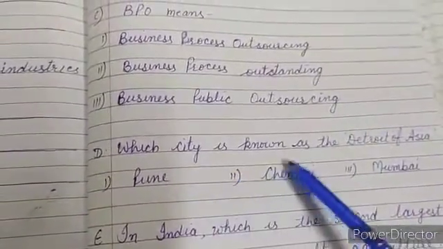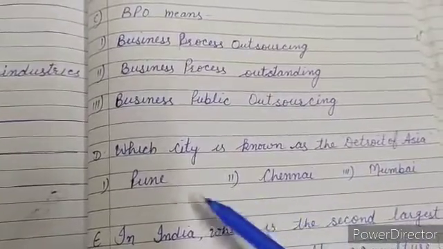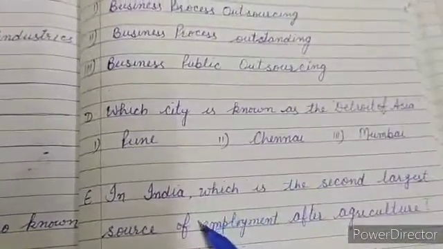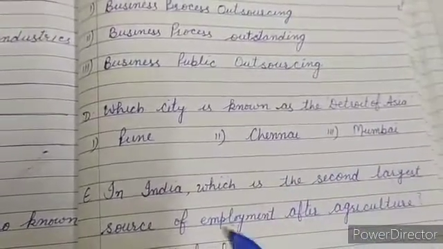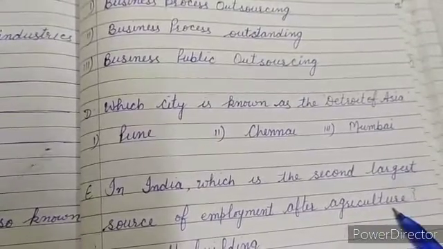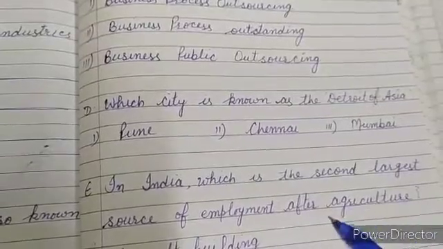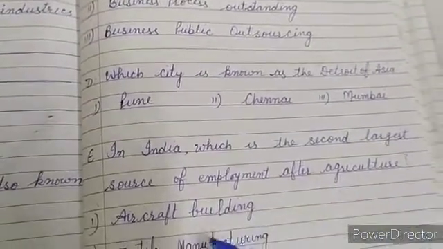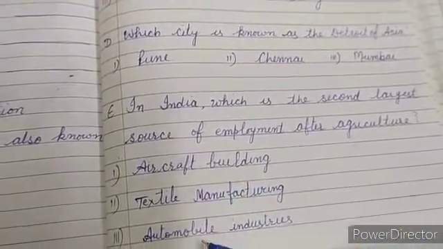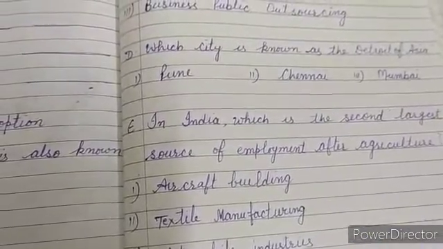Which city is known as the Detroit of Asia? So put a tick on the right answer. Pune, Chennai, or Mumbai. Okay. In India, which is the second largest source of employment after agriculture? It's a very important question. Which is the second largest source of employment after agriculture? Aircraft building, textile manufacturing, or automobile industries. So children, you have to do the worksheet.